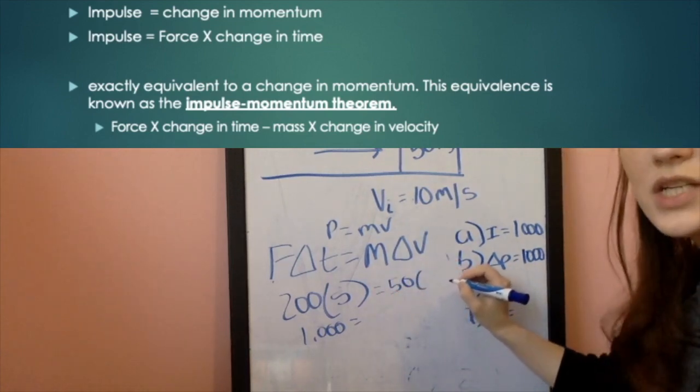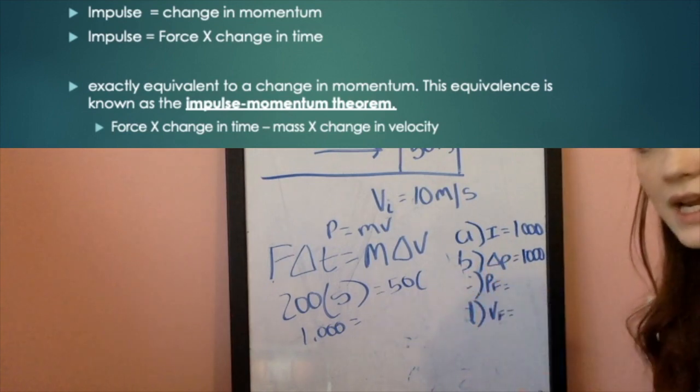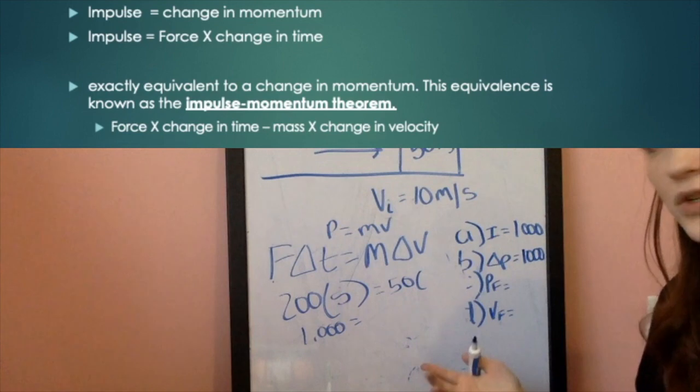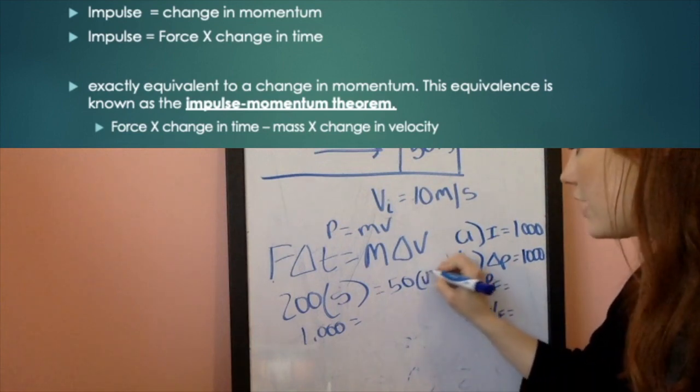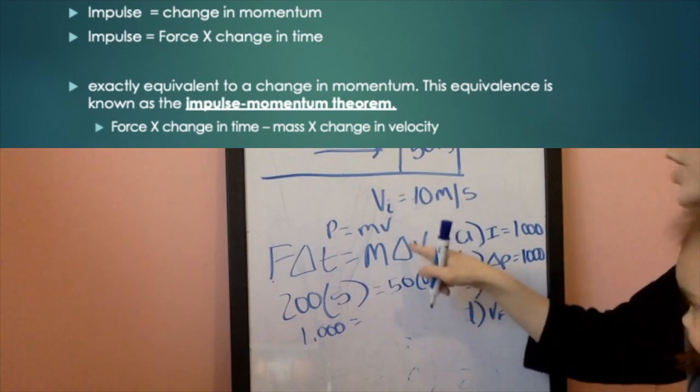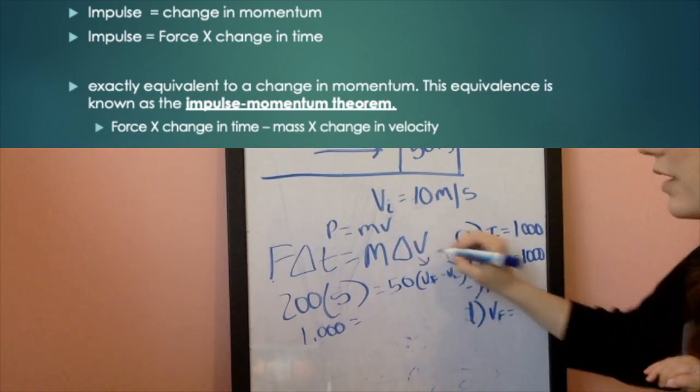How do we write change in velocity? Well, a change in something is going to be its final value minus its initial value, right? So this would equal our final velocity minus our initial velocity. That's what change in velocity equals, okay?